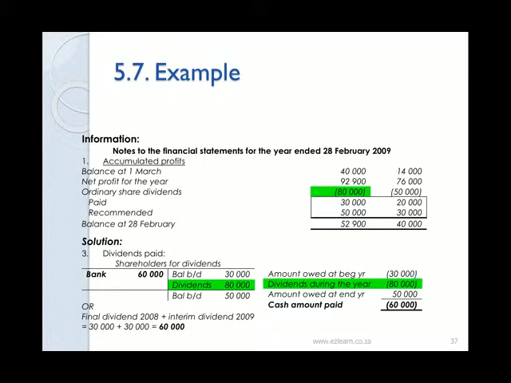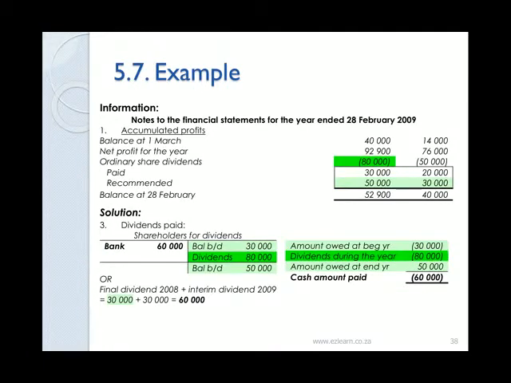When you come to your accumulated profits note, which remember could be called retained earnings or retained income, your ordinary share dividends is given here as a total of 80,000 Rand. This will be shown in your shareholders for dividends T account on the credit side for dividends, or as dividends during the year in your logical calculation. Over here you can see that the recommended amount of 50,000 for this year and 30,000 at the beginning of the year can now be shown as your beginning and end balances in shareholders for dividends.